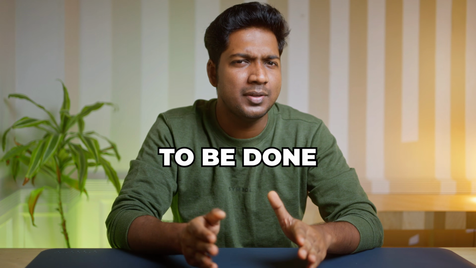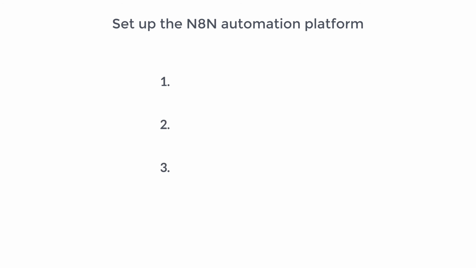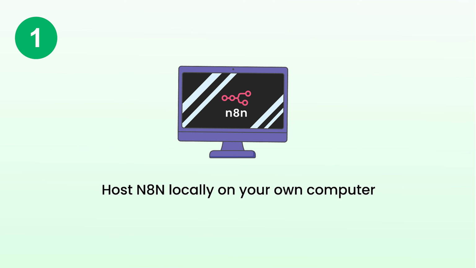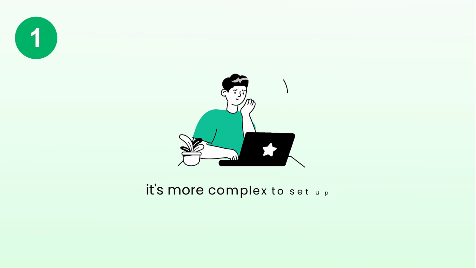So this setup needs to be done only once. We are going to do this in just 3 simple steps. The first step is to get the n8n hosting. Now, there are 3 different ways that you can use n8n. The first option is to host n8n locally on your computer. This option is free, but it is more complex to set up.